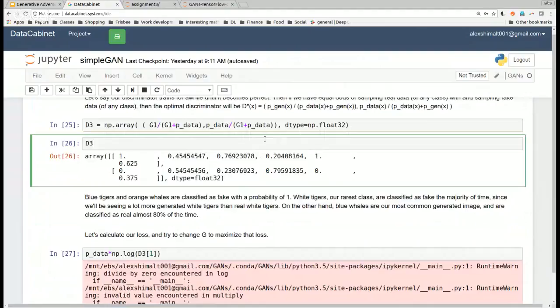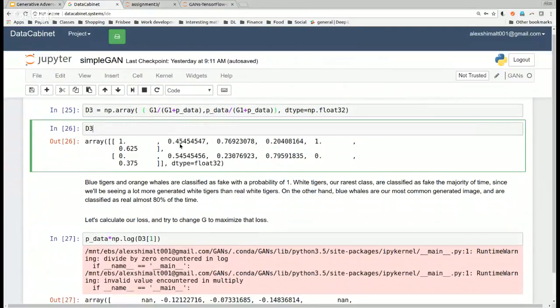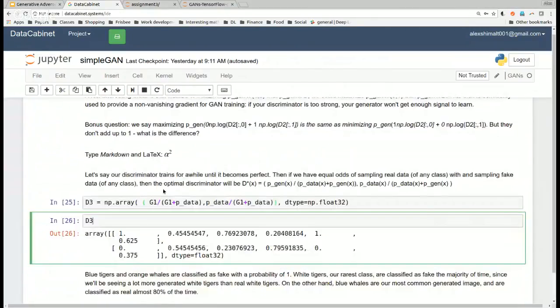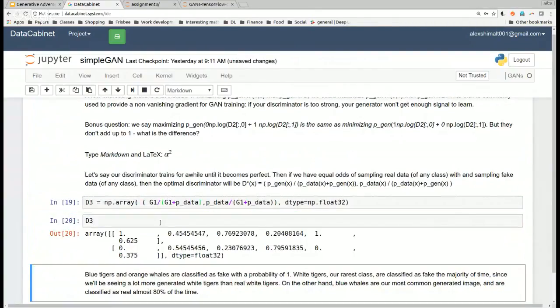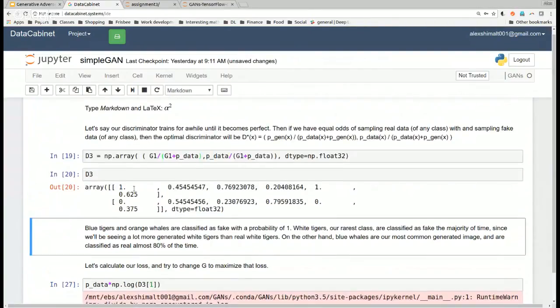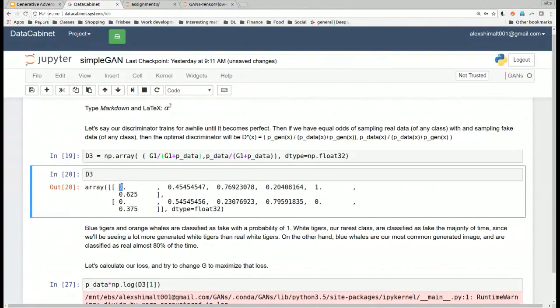And it turns out that actually does maximize the discriminator objective. Okay, so I created a function D3, which is the optimal discriminator. And we can see here, this is the blue tiger. This is the orange whale.